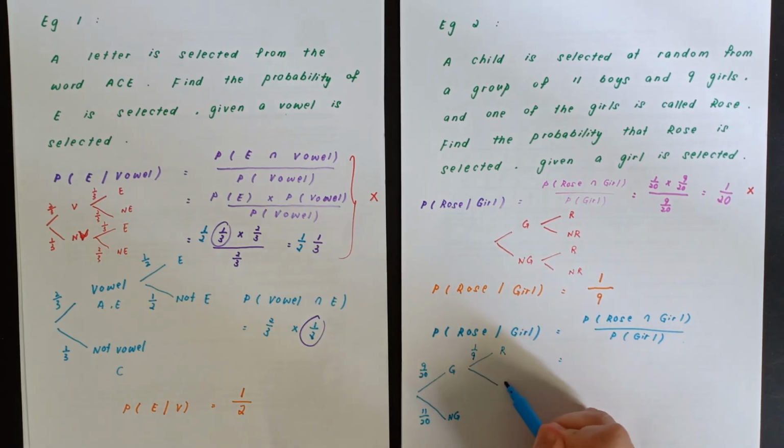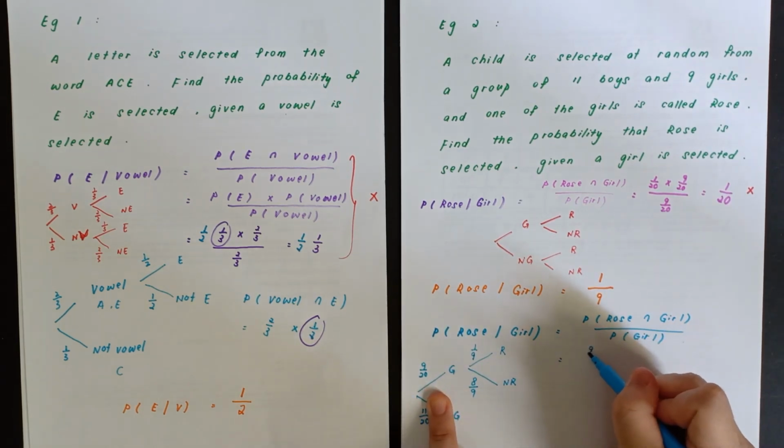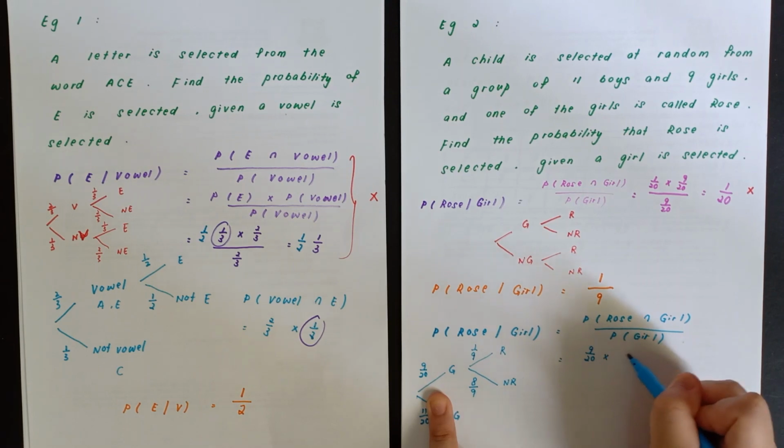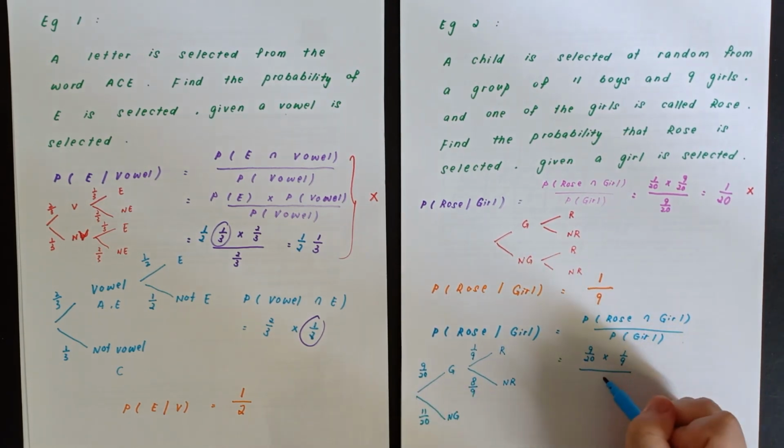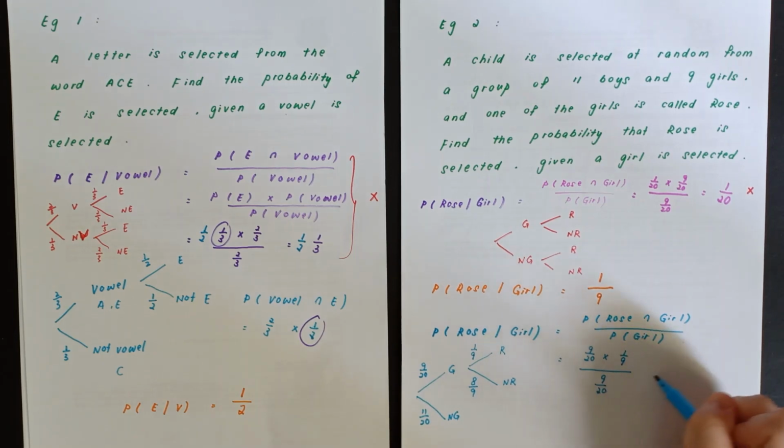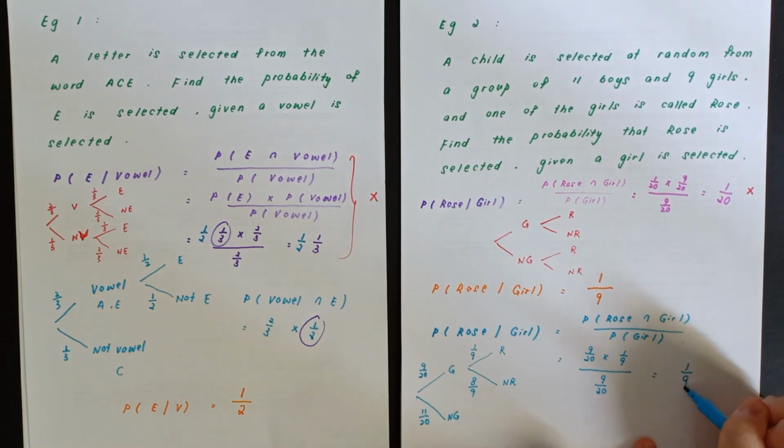So for you to get not Rose, it will be 8 over 9. So how are you going to continue? It will be 9 over 20 times 1 over 9, divided by the probability for you to get a girl, which is 9 over 20, which gives you exactly the same thing, 1 over 9.